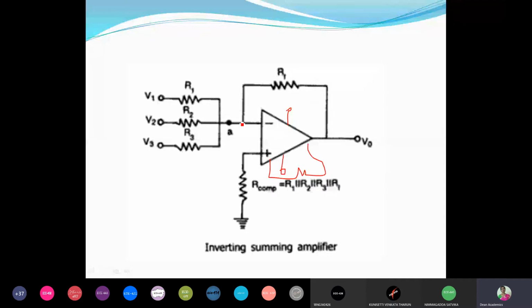Now let us see, for such a circuit, how do we obtain the output? Simply if I say this is a summing amplifier, then you need not just accept it. You have to analyze and verify whether you are getting V0 as the sum of the inputs or not. We are going to verify.